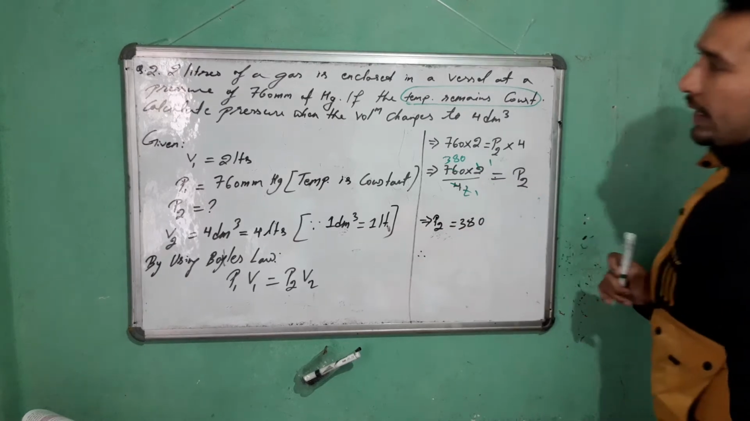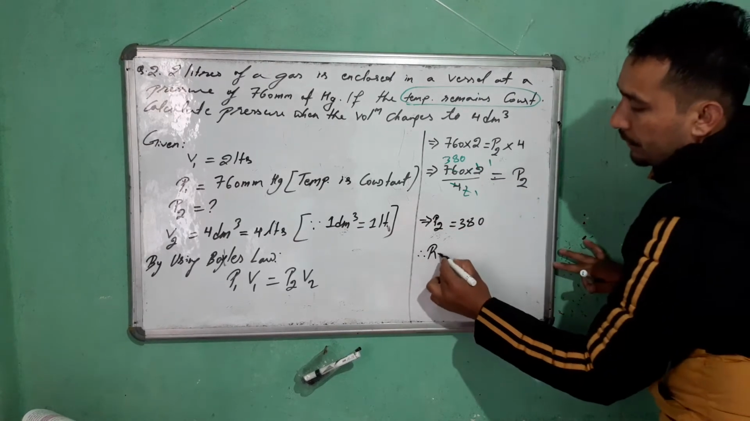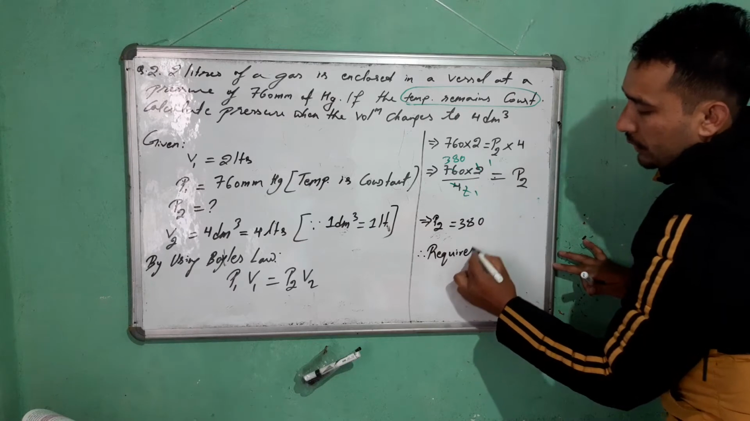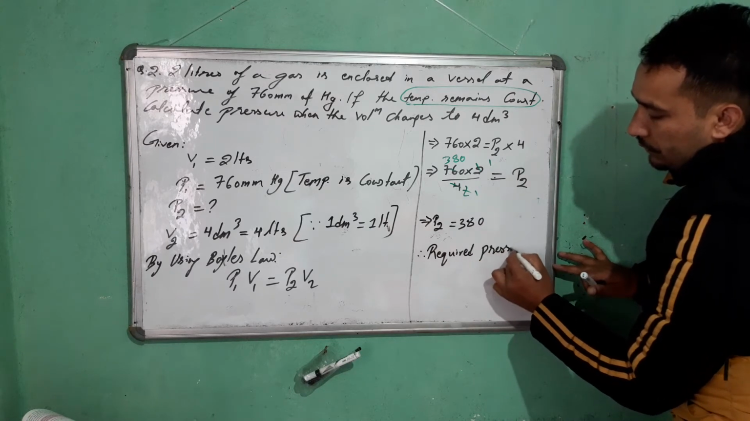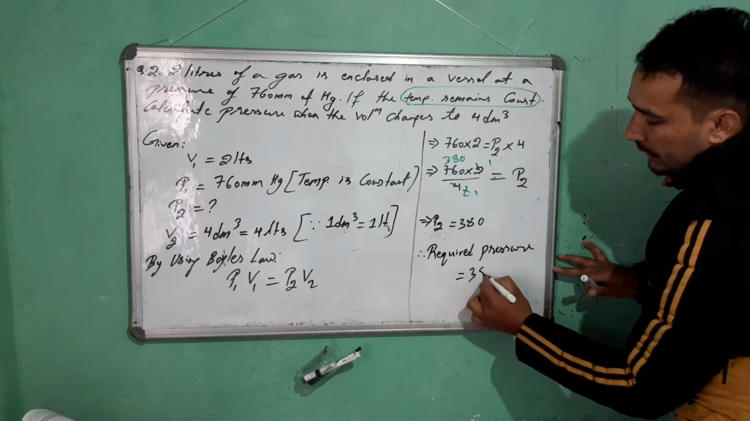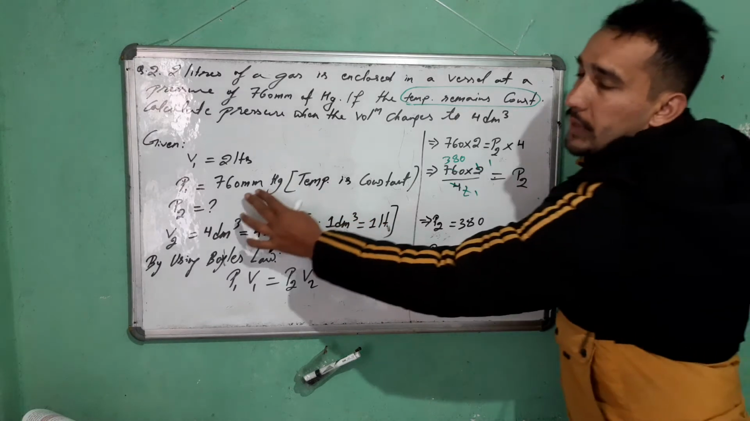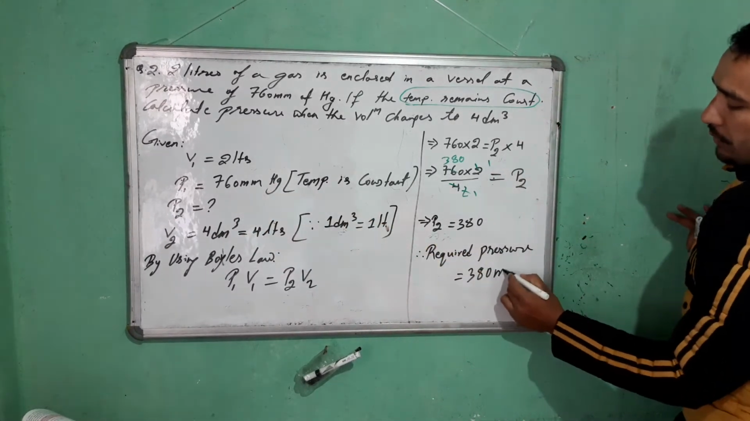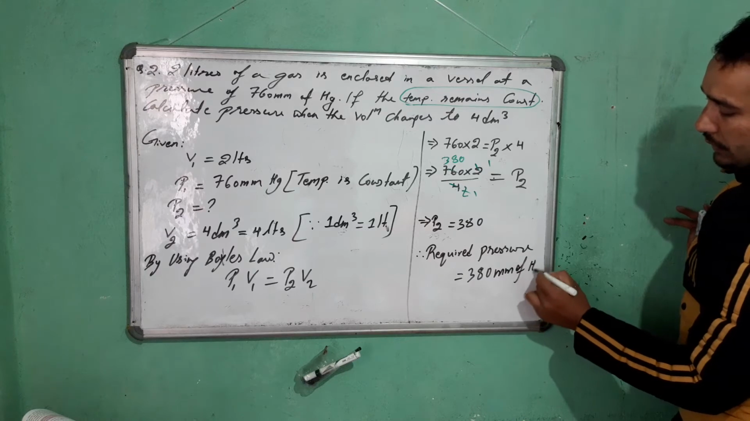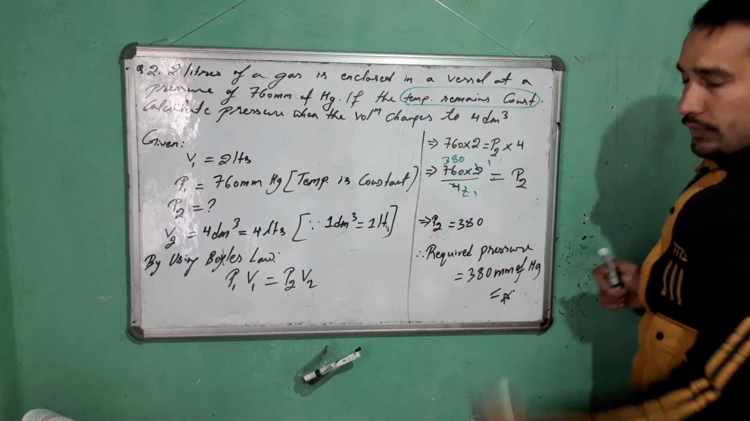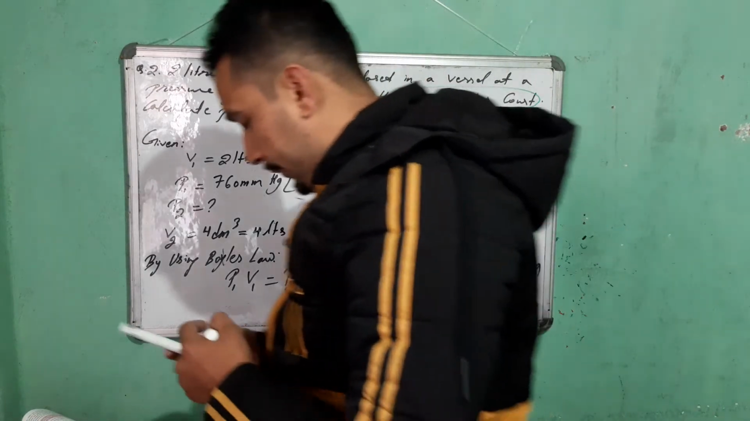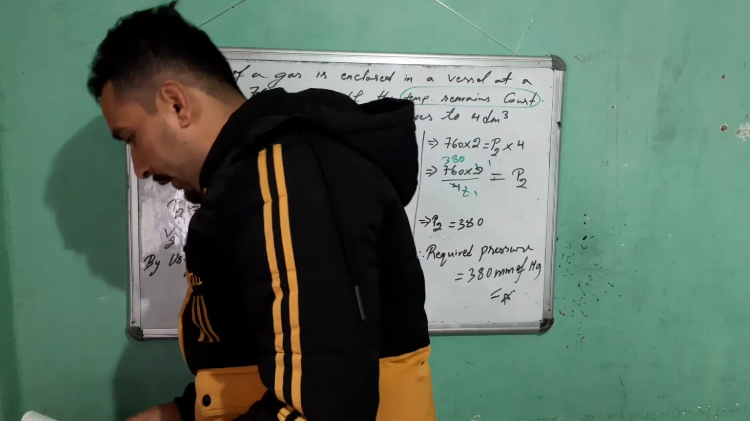Therefore, the required pressure is equal to 380. What is the unit of pressure given? mm of Hg. This is your answer. It is very, very simple, okay. Now let's move on to another question.